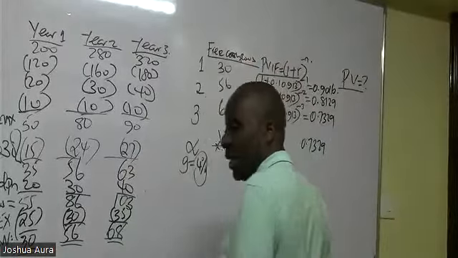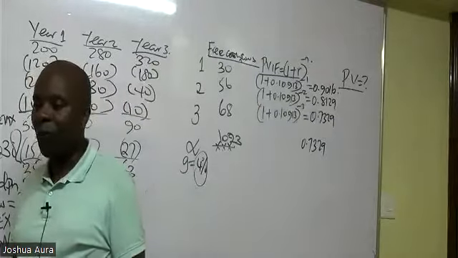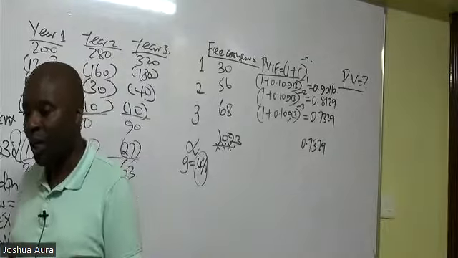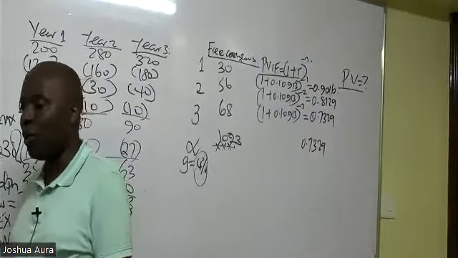So what do we have here? Present value is a round off. You don't attack it at 2 decimal places. You can round off present value.